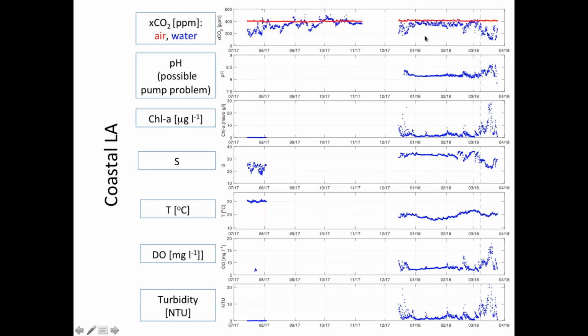There's a black dashed line, and that's when the Bonnet-Carré spillway opened this year. So it opened on March 8th, I believe. And so what that means is that the Mississippi River is coming out of New Orleans at 1.25 million cubic feet per second. And so the river was flooding before that, so you can see the chlorophyll increasing, the pH increasing, salinity dropping, temperature dropping, dissolved oxygen going up, and the turbidity also increasing.